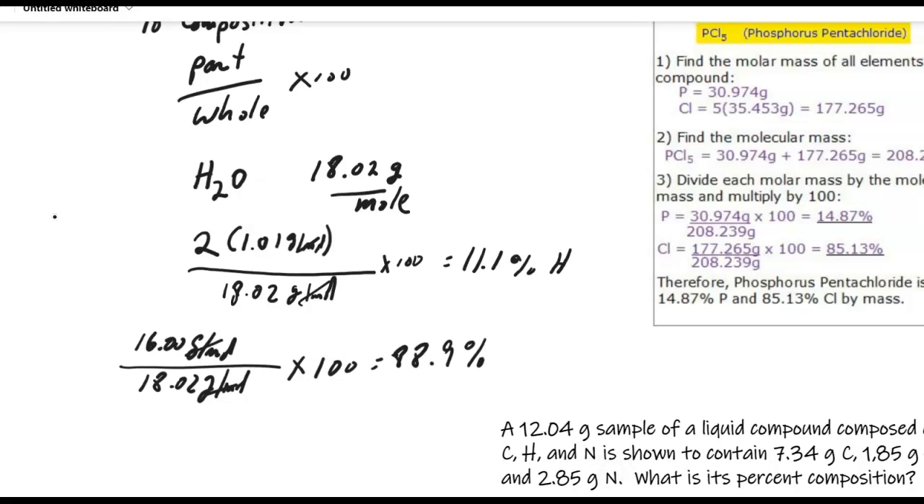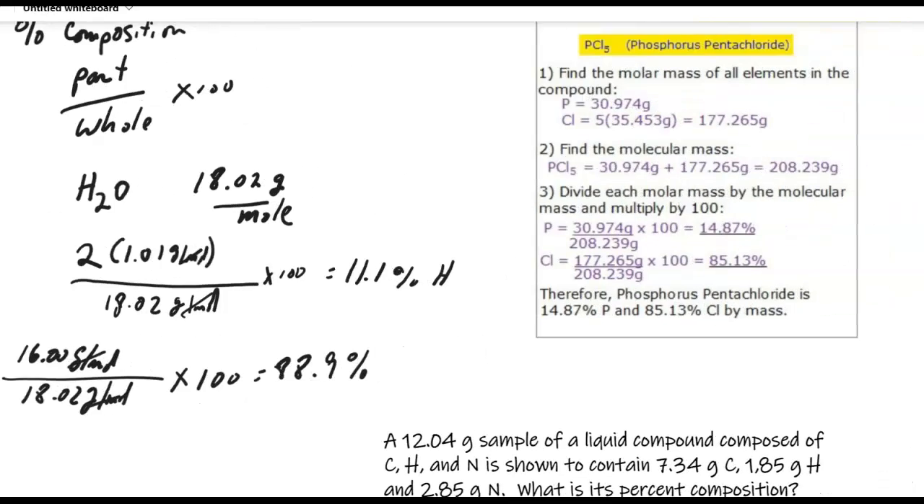Now that should add up to 100. So I'm going to add 11.1 plus 88.9. And sure enough, that adds up to 100%. So that's percent composition. And when we do our lab, this is going to become important. Percent composition. There's nothing to it, really.